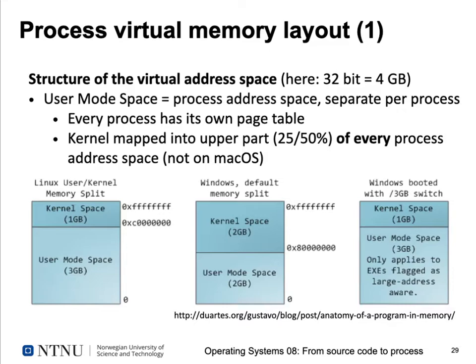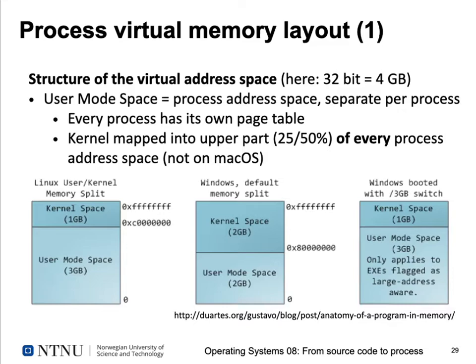So early Windows versions did a different split. So they split the kernel and user mode address space 50-50. So we had user mode space of 2 GB and a kernel space also of 2 GB. Well, that also works, but that leaves less space for your user mode programs. So developers started complaining, and your kernel doesn't actually need 2 GB of virtual address space.